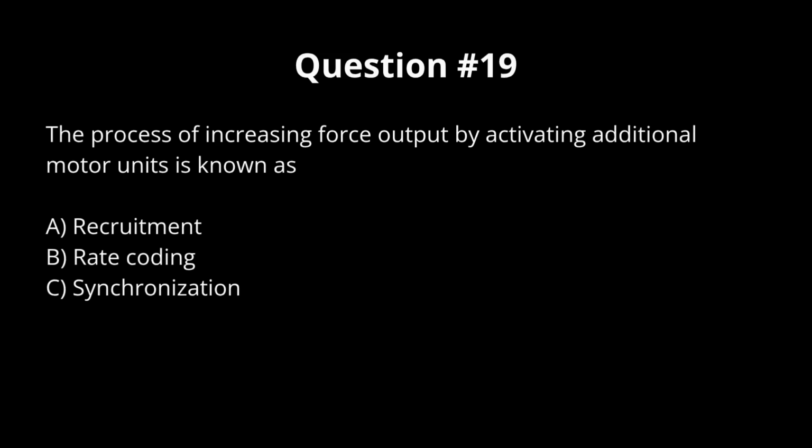Question number 19. The process of increasing force output by activating additional motor units is known as: A. Recruitment, B. Rate coding, C. Synchronization. The correct answer is A. The process of increasing force output by activating additional motor units is known as recruitment. This allows the nervous system to engage more motor units as force demands increase.